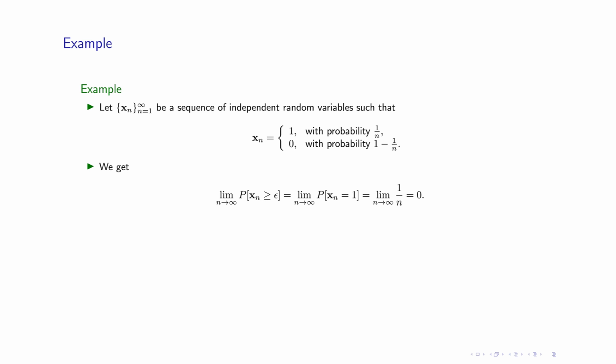So what we get is that the probability that x of n is bigger than any epsilon, assuming that epsilon is positive, is equal to, because x of n cannot take any value other than 1, the probability that x of n becomes 1, and this is equal to 0. This means that x of n, when n increases, converges to x equals 0 in probability.